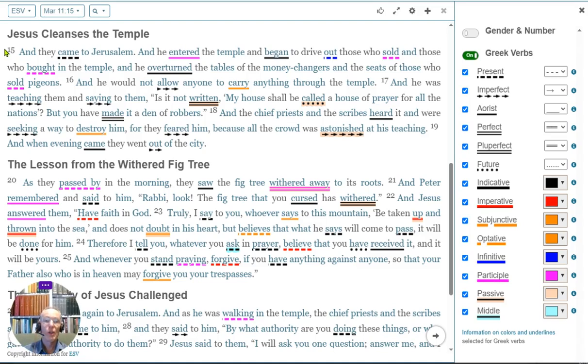But it's always useful to know what the tense is in the Greek, because sometimes that gives you an extra insight. For instance, here, he would not allow anyone to carry anything through the temple.